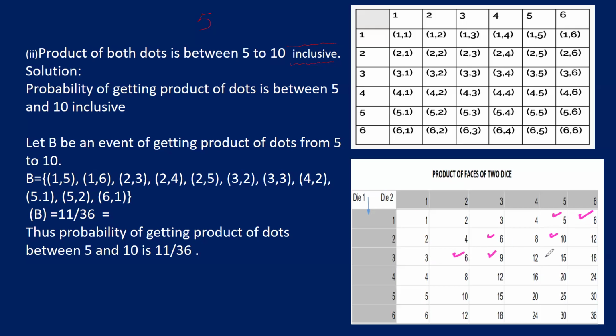Again 6, 9, 8, 5, 10, and 6 again. So if we count all these numbers lying between 5 to 10 inclusive: 1, 2, 3, 4, 5, 6, 7, 8, 9, and 10.